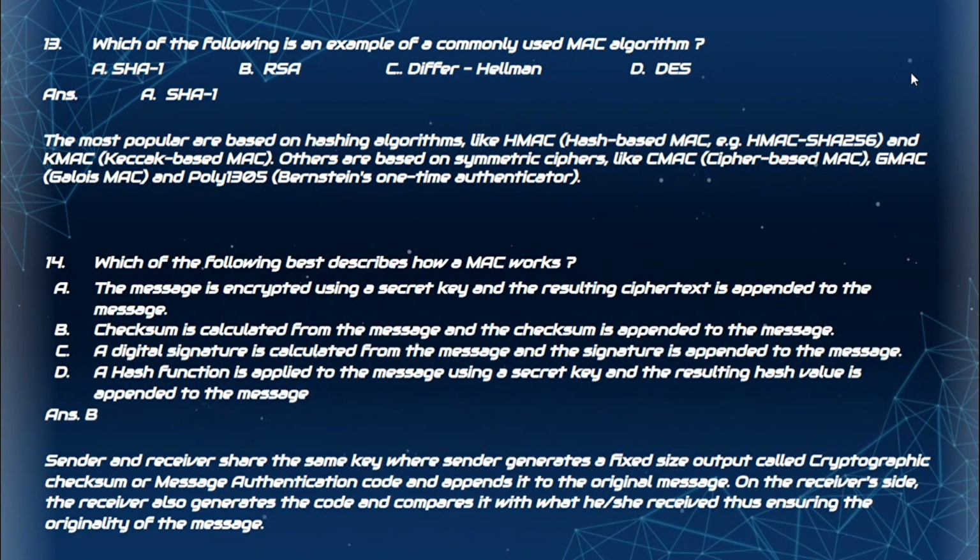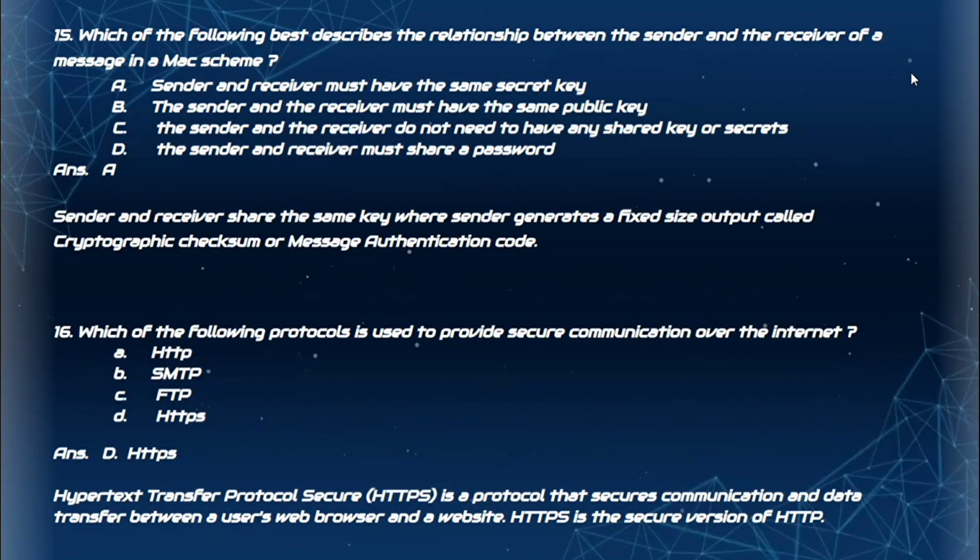Move to the next question, question 14. Which of the following best describes how MAC works? So the answer is option B. Checksum is calculated from the message and the checksum is appended to the message. Sender and receiver share the same key, where the sender generates a fixed size output called cryptographic checksum or message authentication code and appends it to the original message. On the receiver side, the receiver also generates a code and compares it with what he or she received, thus ensuring the originality of the message.